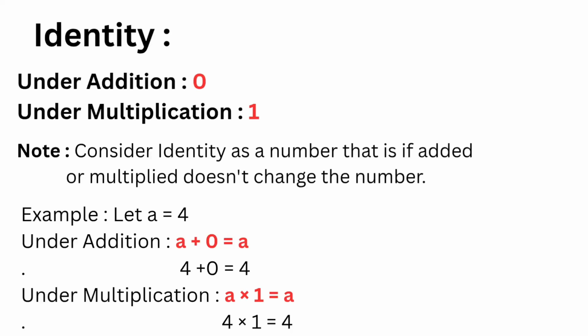Now next, identity element. Under addition, 0 is the identity element, and under multiplication, 1 is the identity element. Now what is identity element? When this identity element is added to the number, the element should remain the same. For example, if we take A equals 4 and add 0 to this 4, we still get the same number. And under multiplication, if we multiply 1 with the same number, like with 4, we get 4. So the number still remains the same. And this is the identity.